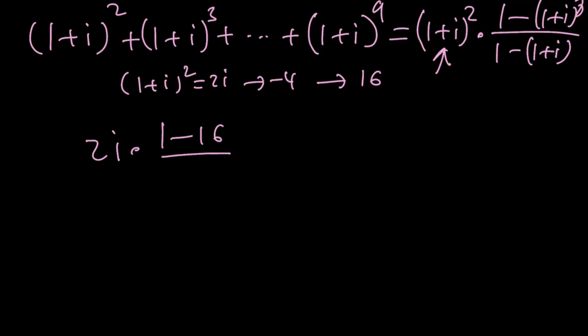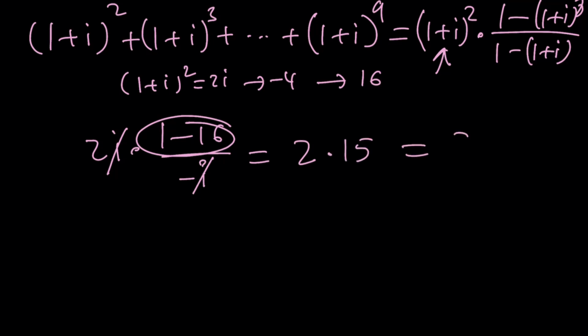But anyways, 1 minus 1 plus i, the 1 cancels out. We end up with negative i. The i cancels out, leaving us with a negative. This is a negative 15, so that makes it a positive 15. 2i times 15 equals 30i should be the answer.